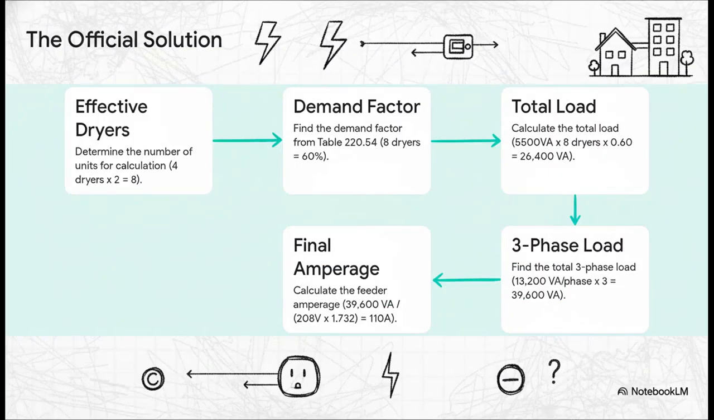Okay, let's walk through how the book solves this. First, there's this kind of quirky rule for three-phase systems where we double the number of dryers on the phase with the most, which gives us 8 for the calculation. Next, we look at Table 220.54, and it tells us to use a 60% demand factor for those 8 dryers. Now, a demand factor is basically just the code's way of saying, hey, it's super unlikely all these dryers will be running at full blast at the exact same time. We do the math, get our total load, and then we get to that final step. To find the amperage, all of a sudden, the number 208 volts just appears.